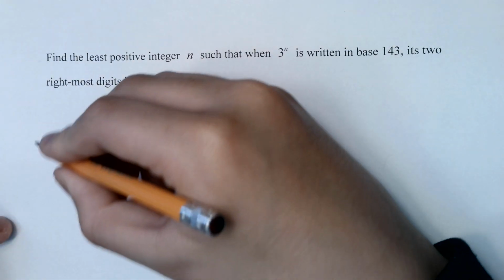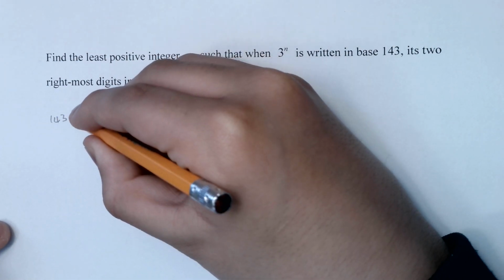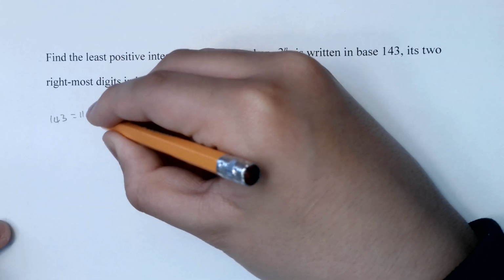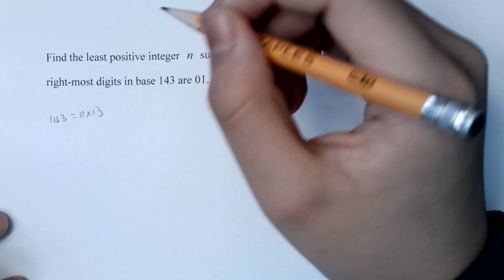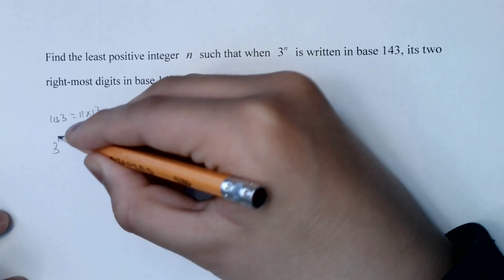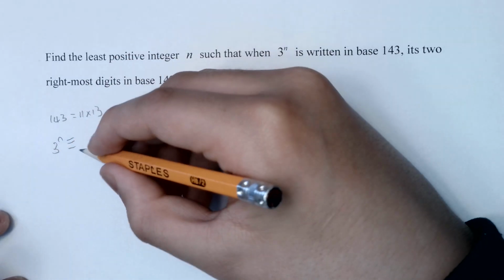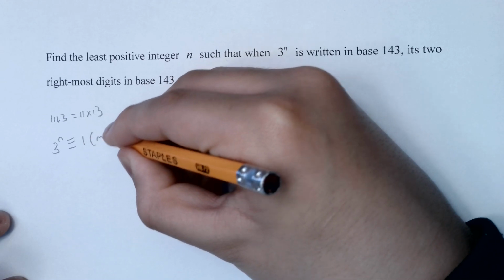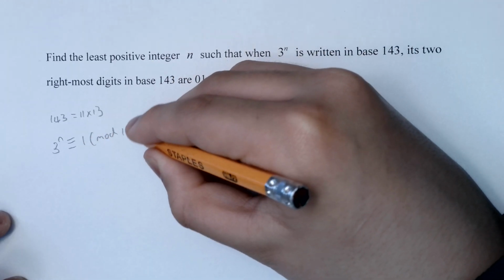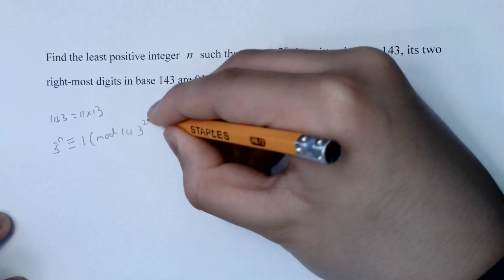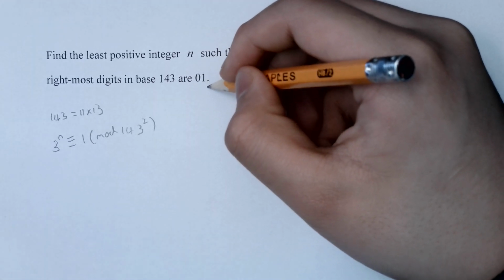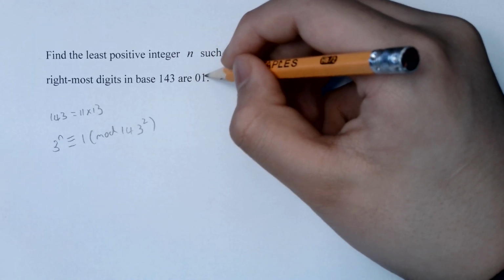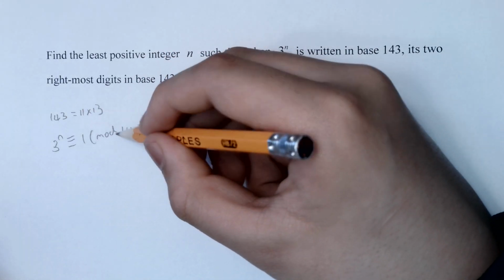Now I'm first going to write out something, which is that 143 is equal to 11 times 13, and we will be using this later on. Given this information, I can write a new equation: 3 to the power of n is equal to 1 modulo 143 squared. This is because we're writing in base 143, and we are using the first two digits, 0 and 1, so this would be the second digit squared. So 3 to the power of n should end with 1 modulo 143 squared.